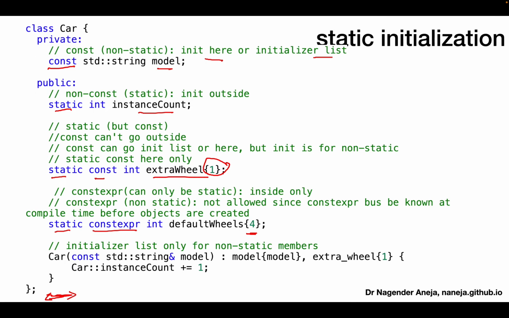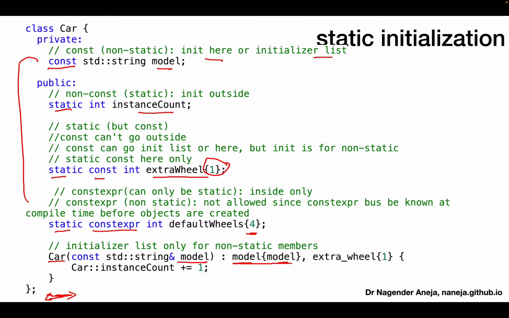Initializer list for non-static. So if you have a number of variables, how do you initialize these variables in the constructor? Well, there's a mix of variables. Car is a constructor, and this car accepts a model in the constructor. Now we are saying that this model is assigned to model in the initializer list.